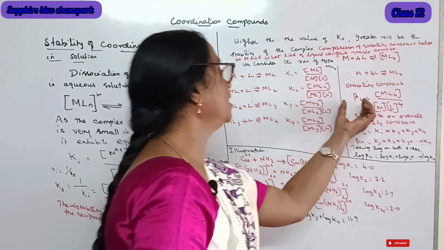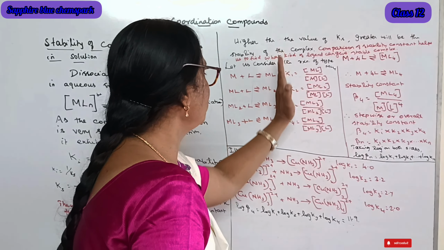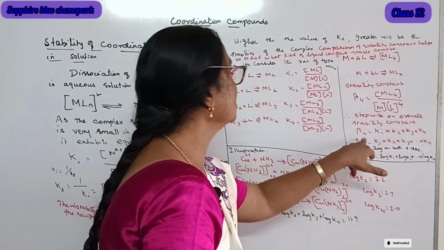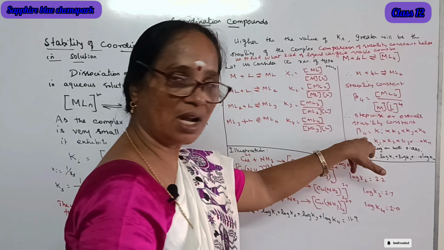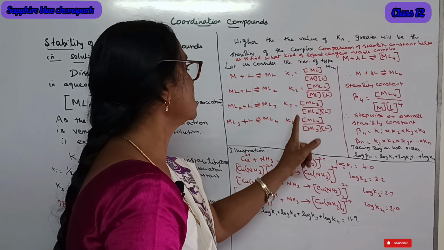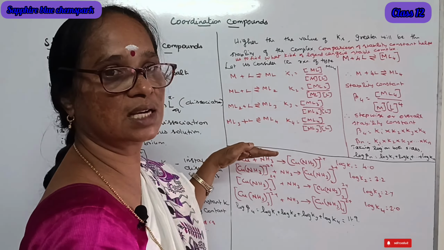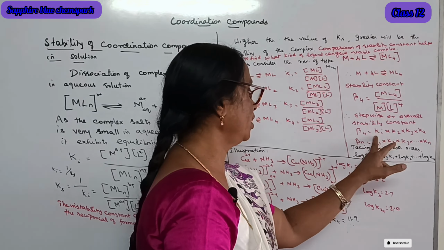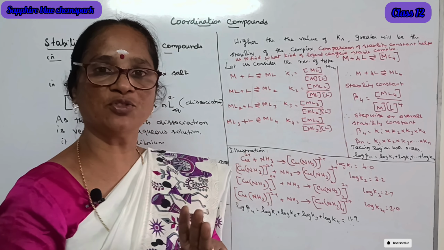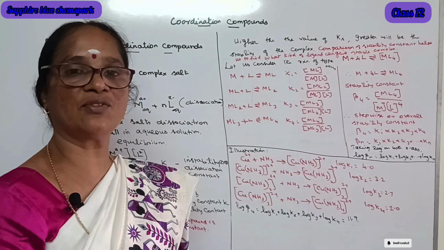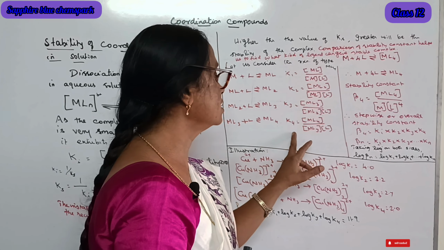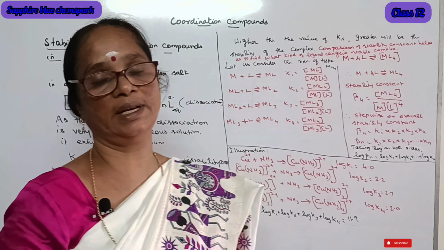In this case, for beta 4, we have to take the stepwise equilibrium constants, or the stepwise stability constants. The 4 represents the coordination number of the complex. So beta 4 is equal to the product of the formation constants of every stepwise reaction. So beta 4 equals K1 into K2 into K3 into K4. Here I have taken the ligand only up to 4. Suppose I take n ligands, then beta n will be equal to the product of the formation constants of all the stepwise reactions.